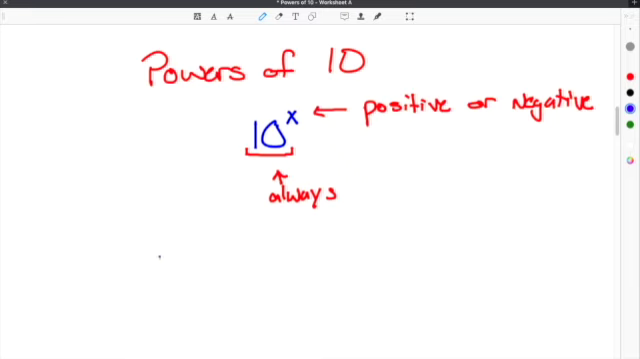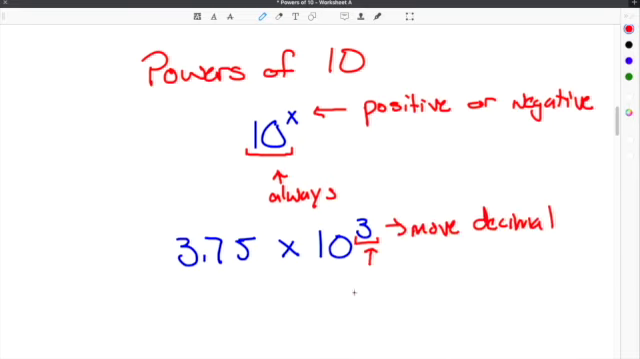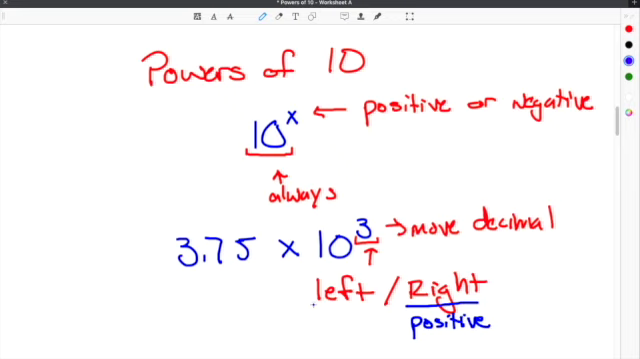What a power of 10 is really saying is it's telling you how many times you have to move a decimal. So for example, if we have a number that is being multiplied times a power of 10, this exponent is going to tell you how many times you move the decimal, and it's also going to tell you which way you move the decimal. Is it going to move left or is it going to move right? If the exponent is positive, it will move the decimal right, and if the exponent is negative, it will move the decimal left.